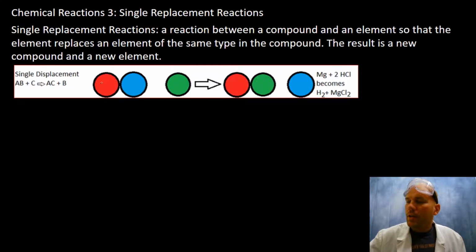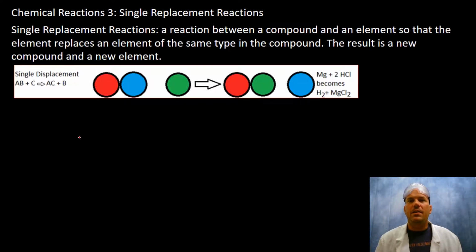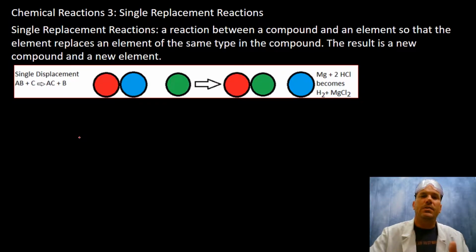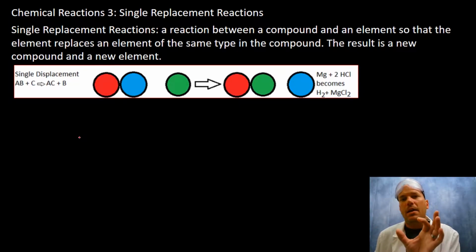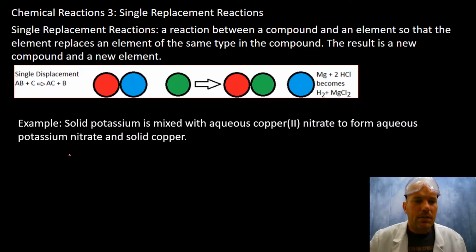Okay, in our next type of reaction, this is a single replacement reaction. In these reactions, a compound and an element switch places with each other. So an element will come in and essentially kick out or supplant the other cation, positive species in the binary molecule. All right, so let's look at one. It's easier to look at one than try to really put it in words sometimes.